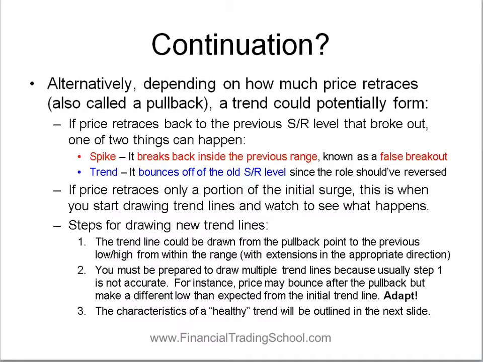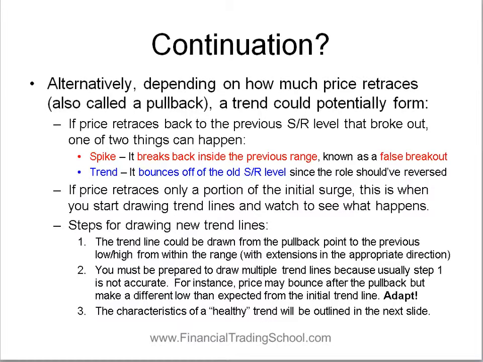Alternatively, depending on how much price retraces, also called a pullback, a trend could potentially form. If, after breaking out in the initial surge, price retraces back to the previous SR level that it broke out of the previous range, one of two things can happen. If it's a spike, then it might break back inside the previous range, and this is known as a false breakout. Or if it's a trend, then it might bounce off of the old SR level, since the role should have been reversed, because if it previously broke a resistance, coming back to that same resistance, it should now become support, and it should bounce upwards and continue the trend.